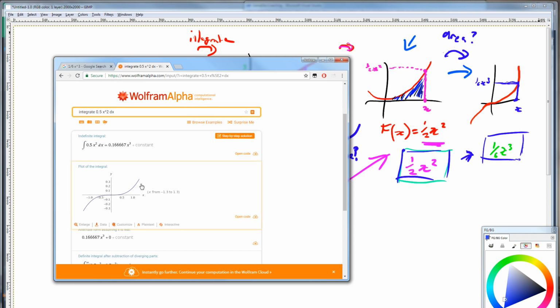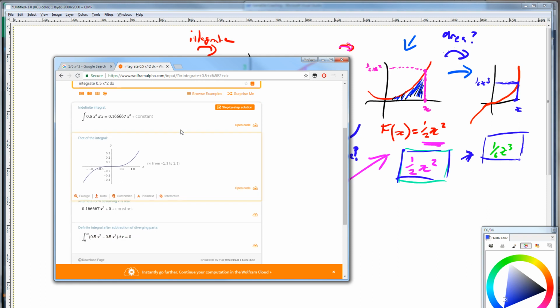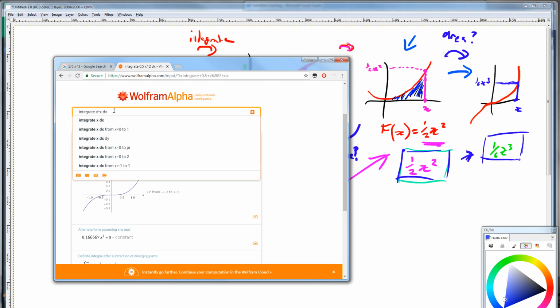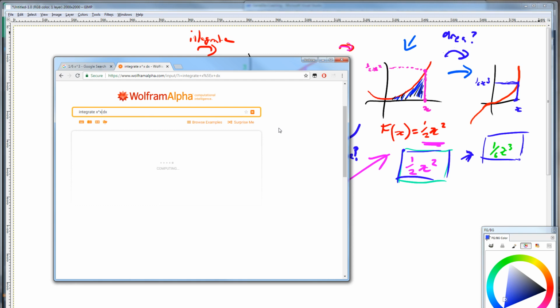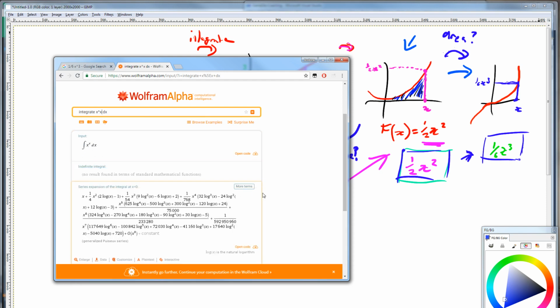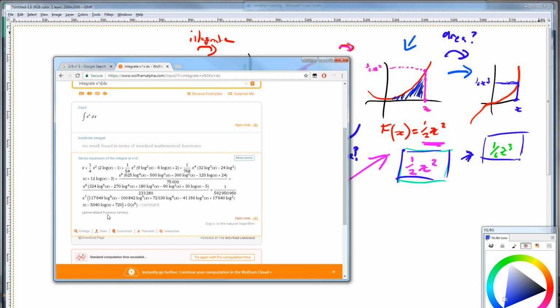So that's how you'd start to deal with it. You can imagine, if I did something ridiculous, like x to the x dx. So here's our input. Integrate x to the x with respect to x, and you get, holy cow, you get this kind of nonsense.